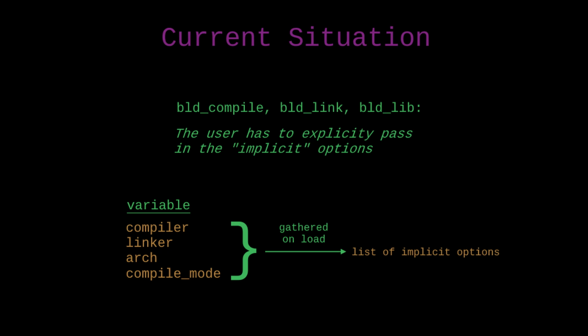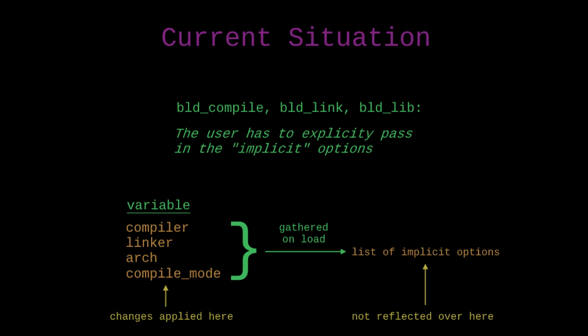For one thing, if I want to change one of the implicit or one of the context variables, like if I change my compiler, I have to update the implicit options variable too. There's like these two different variables, and one of them is just a gathered version of the other set of variables. And so it's kind of a redundant state there. And if I update one, I have to update both, right? It's not a great situation.